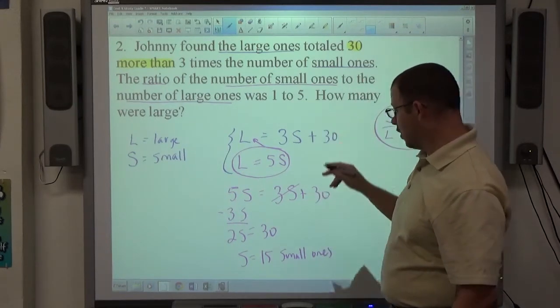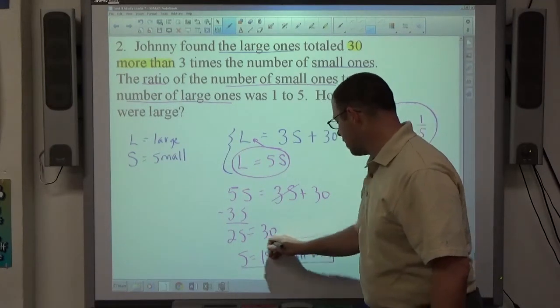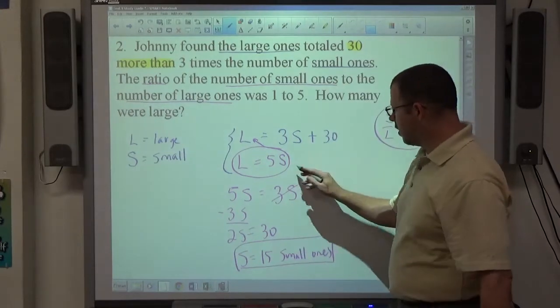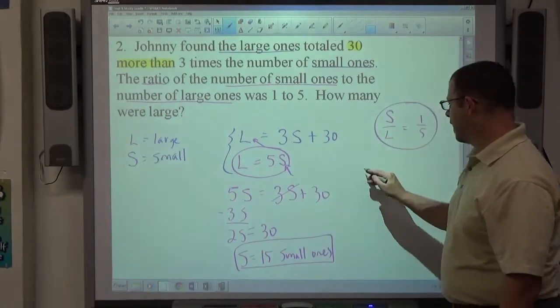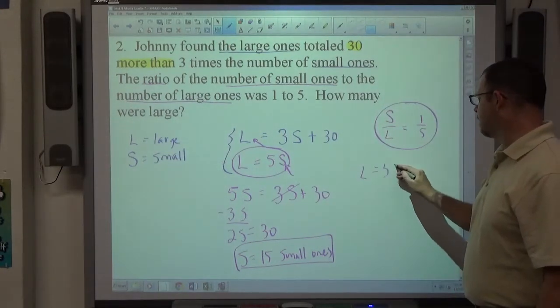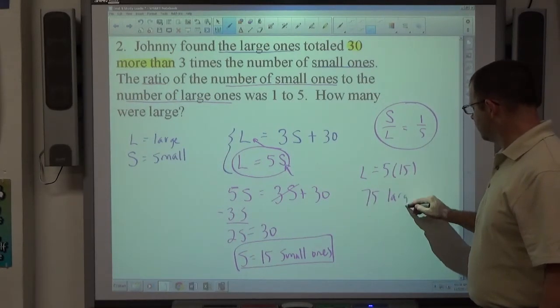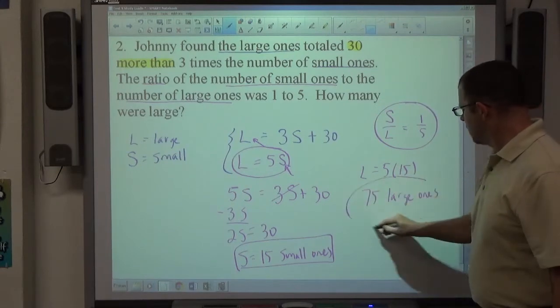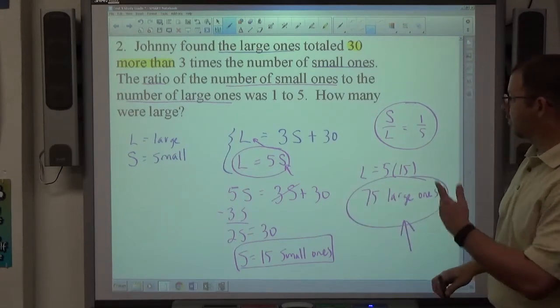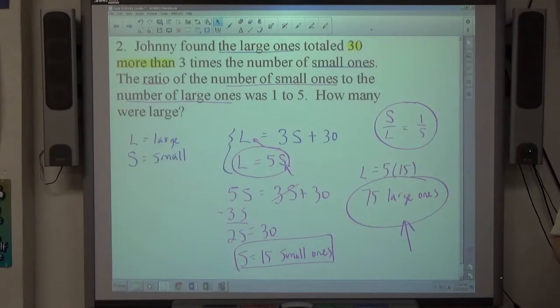It says how many were large. We just found out how many were small. To find out large, L equals 5 times s, so L equals 5 times 15. So that gets me 75 large ones. And that is the answer to the question they're asking. So again, first two problems, they do ask specific questions, answer the questions they're asking.